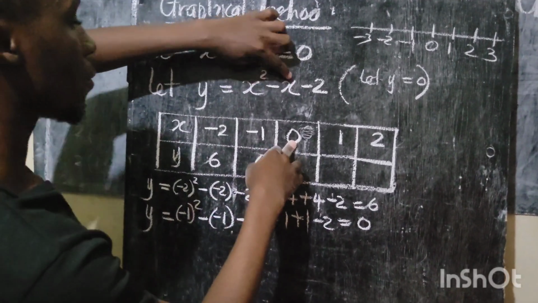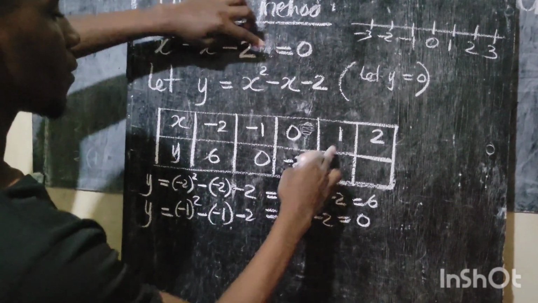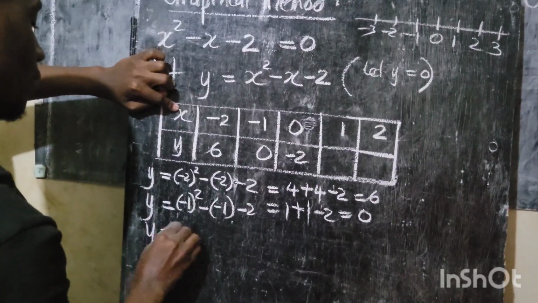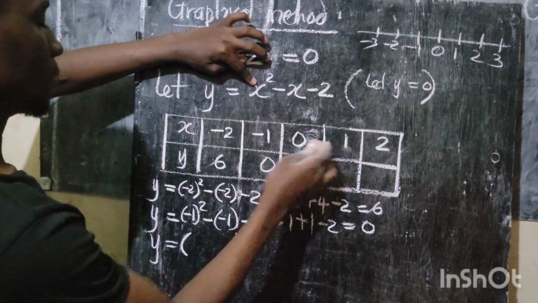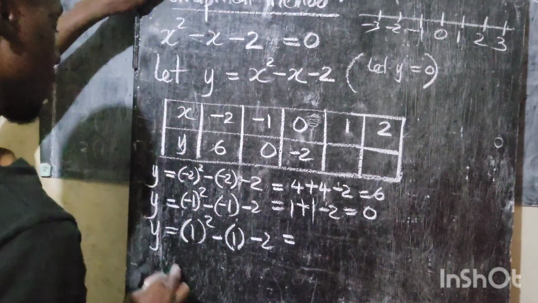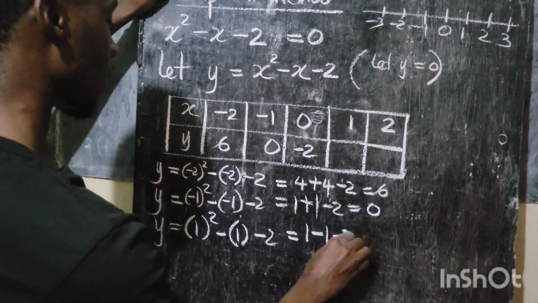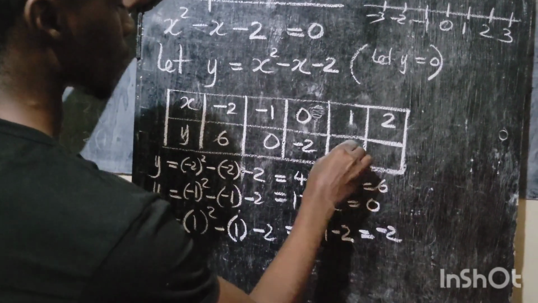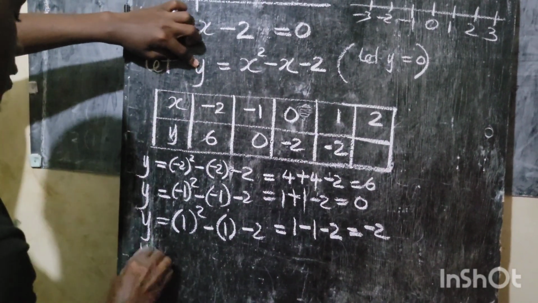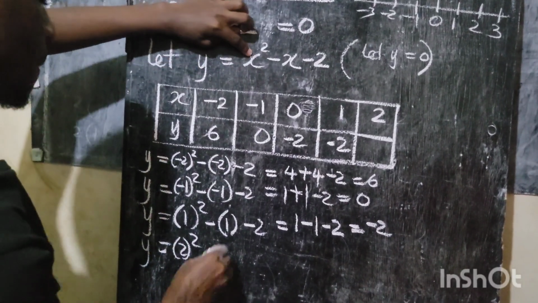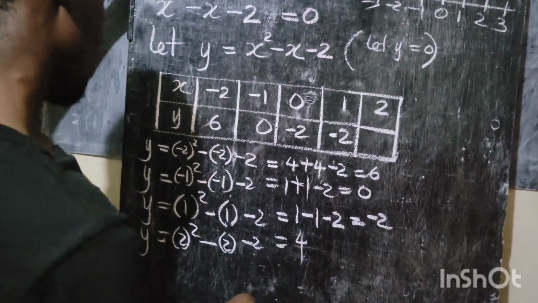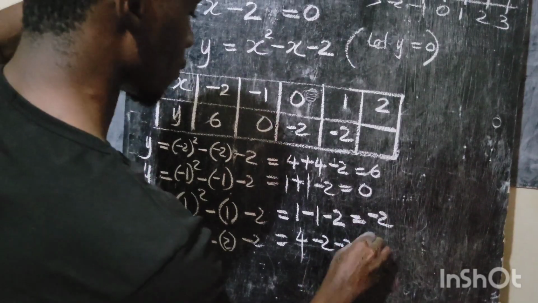If x is 0, obviously y becomes negative 2. If x is 1, what is y? y is 1 squared minus 1 minus 2, that is 1 minus 1 minus 2, which is equal to negative 2. So this is a negative 2. And if x is 2, what will our y be? Our y shall be 2 squared minus 2 minus 2. So this shall be 4 minus 2 minus 2, which is 0.